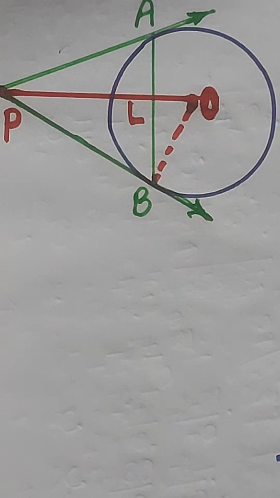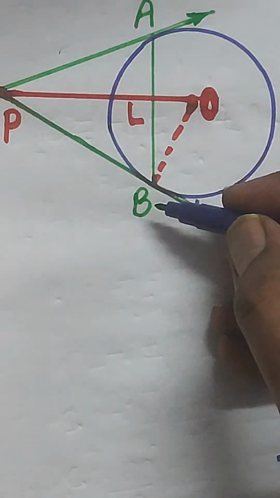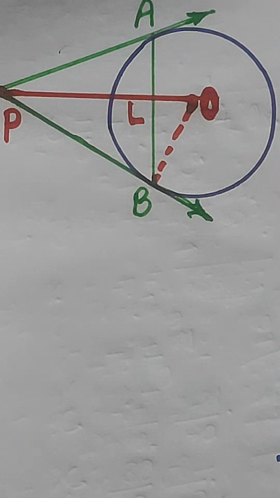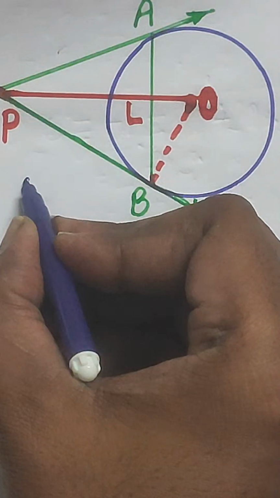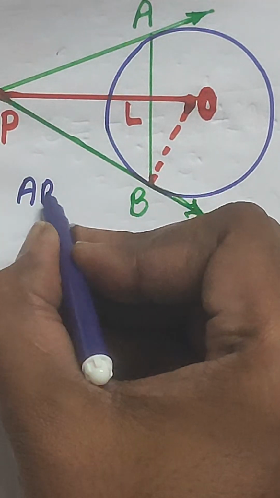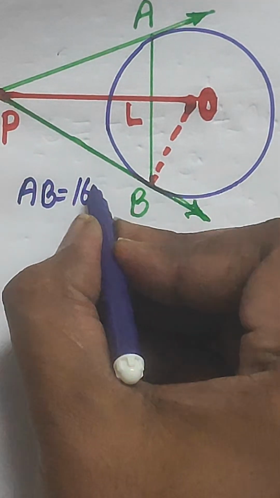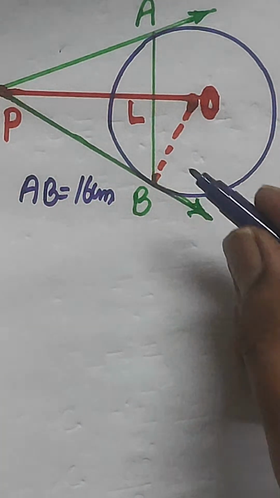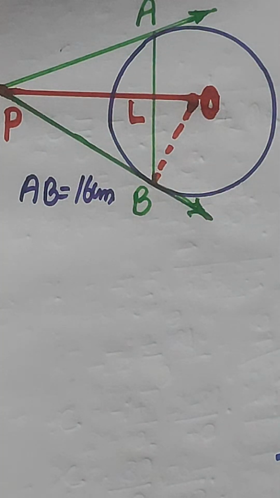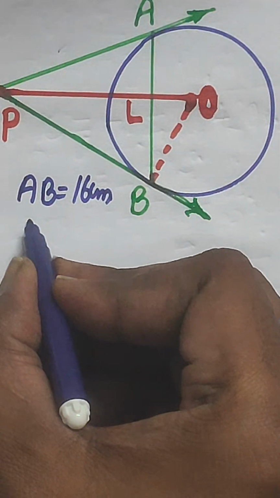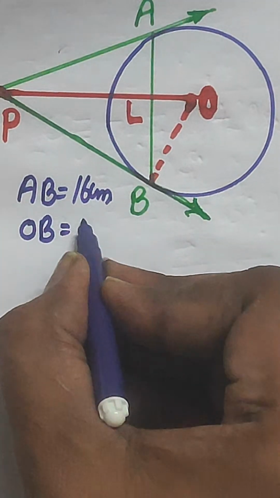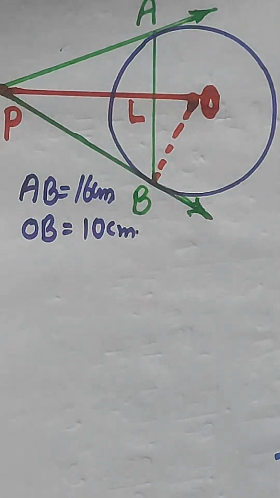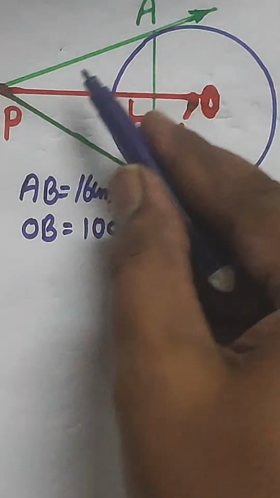Now, from here, it's given that AB is the chord. AB is the chord whose length is 16 centimeter. So it's given that AB is 16 centimeter, right? And it's given that the radius of the circle is 10 centimeter, right? So the radius, let's say OB is equal to 10 cm. It's given to you.